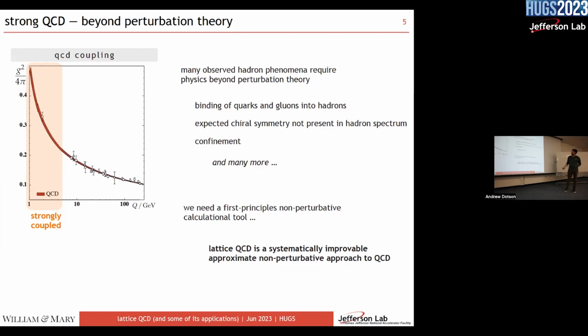So clearly we need a non-perturbative calculational tool within QCD, and ideally one that's first principles. By first principles here, I mean proceeding without making a priori unjustified approximations or assumptions.